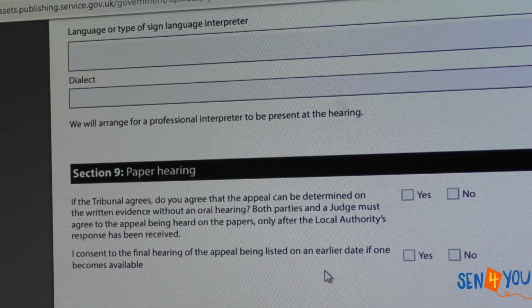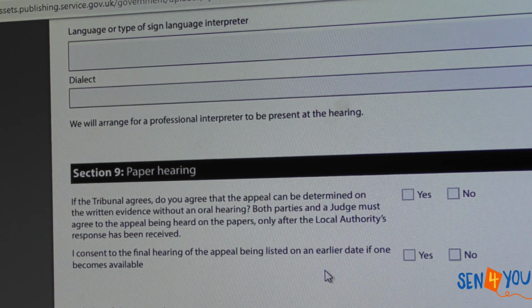The tribunal can also deal with cases on the papers, but both parties generally have to agree that that is the case. In most cases, you wouldn't want the tribunal to deal with cases on the paper because of the nature of the issues that are going to be raised, particularly where you're appealing against the contents of the EHC plan. Those can often be quite complex appeals, where the tribunal would benefit from hearing oral evidence from both parties.